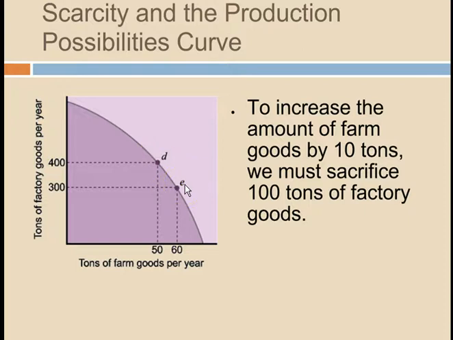That's your opportunity cost. So if we move from D to E, we're going to gain 10 tons of consumer goods. But at the same time, we're going to lose capital goods. It's going to move from 400 tons to 300 tons. And that just represents the opportunity costs and decisions that every society and economy has to make.